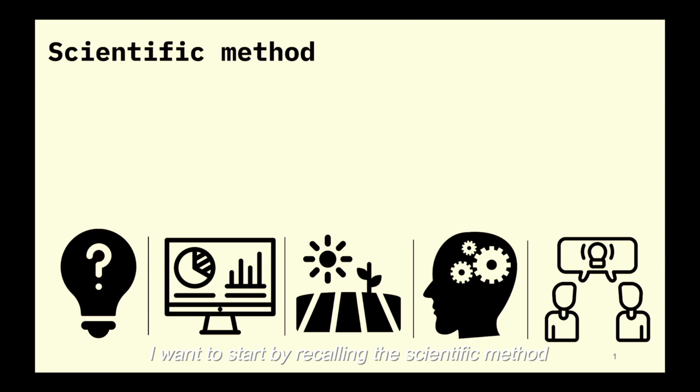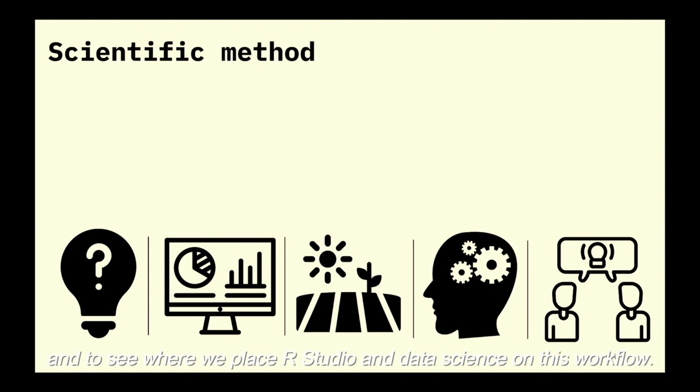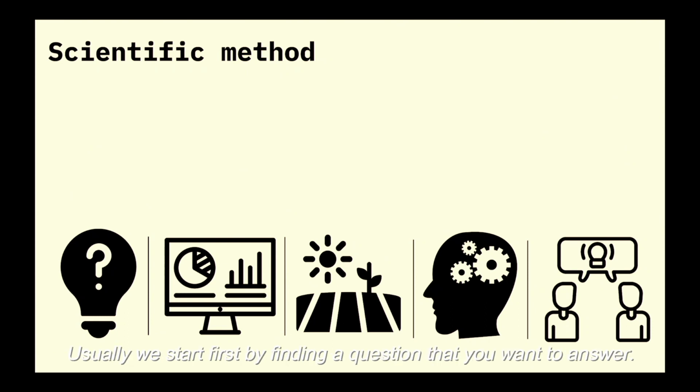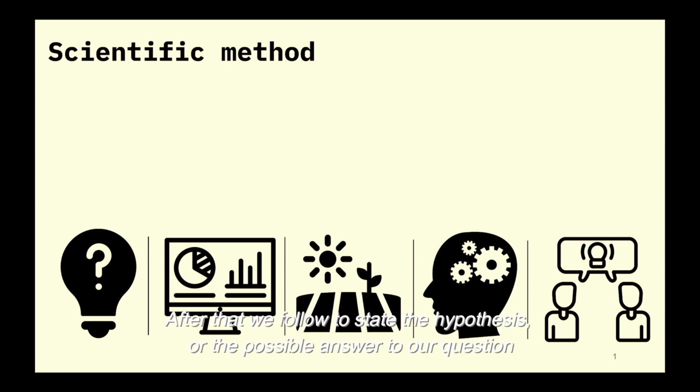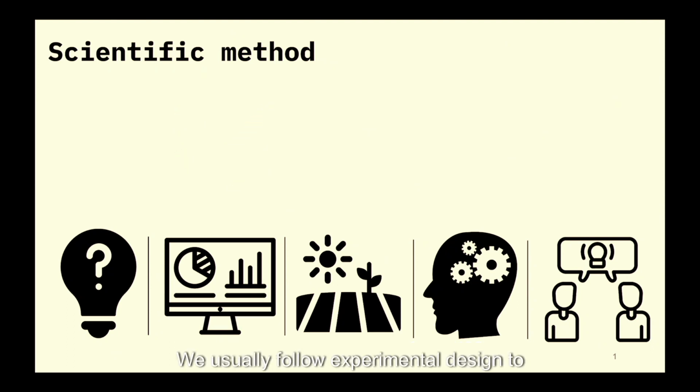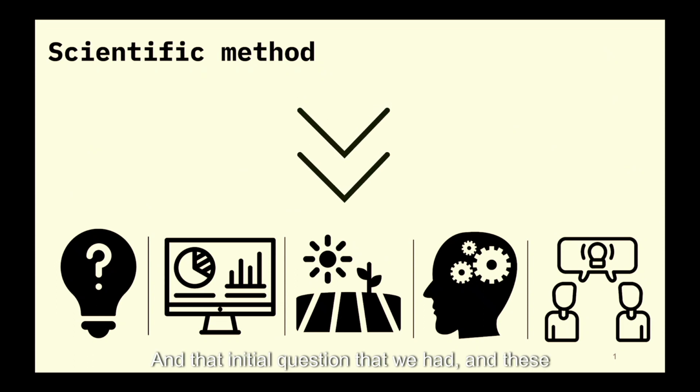I want to start by recalling the scientific method and to see where we place RStudio and data science on this workflow. So usually we start first by defining a question we want to answer. And with that question, we usually define some objectives. After that, we follow to state a hypothesis, so a possible answer to our question. And based on that, we usually follow experimental design to address those objectives and that initial question that we had.